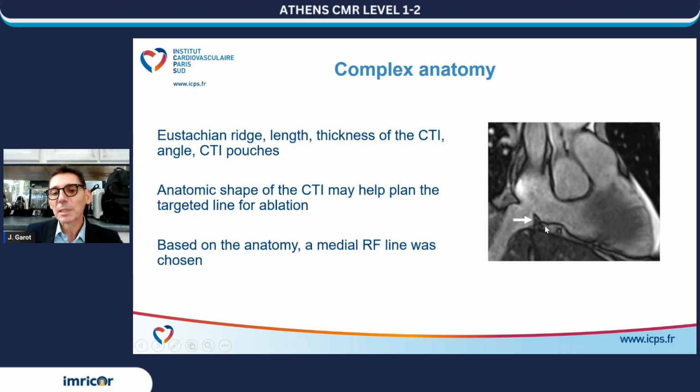And also sometimes we can see pouches in the isthmus. And it's very important to know the anatomic shape of the isthmus before you plan the targeted line you want to make for the ablation. Here, based on the anatomy, we knew that there was a ridge here, and from the anatomy, we selected to do a medial line from the tricuspid to the ridge here, a medial line that's in between the lateral wall of the right atrium and the interatrial septum.